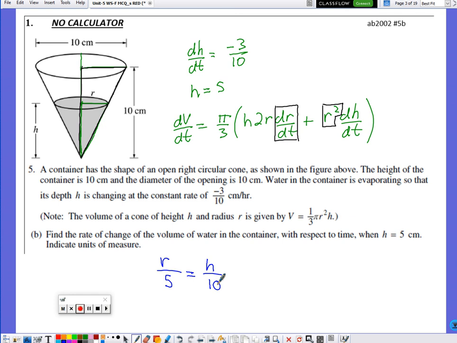So doing our little rearranging thing like last time, we get 10R is equal to 5H. Well, we're trying to find R. So let's divide. So I just figured out R is equal to 1/2 H.